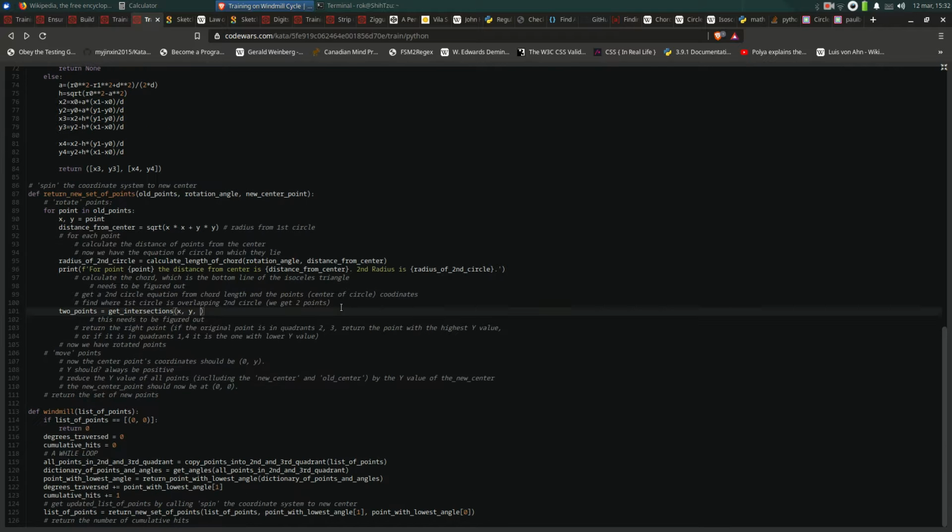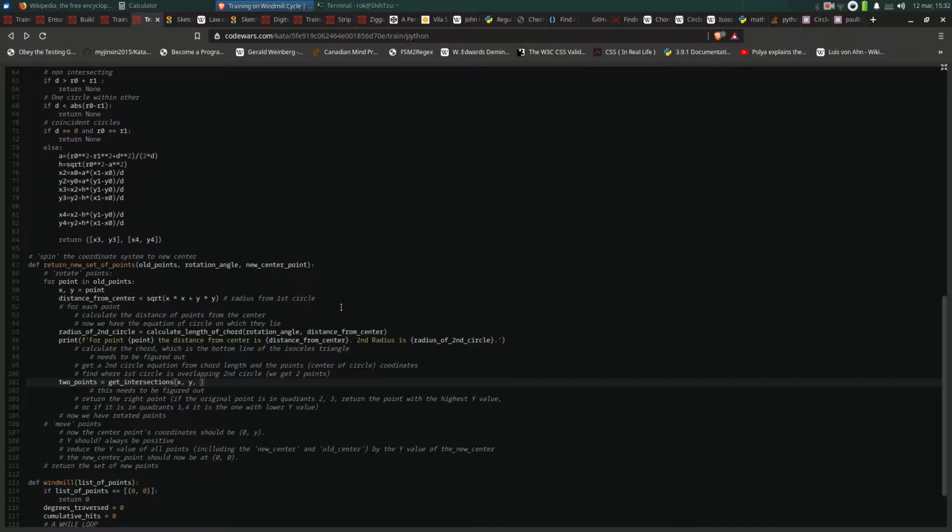radius, which is distance from center. Distance from center, and then the radius of second circle. Oh, new center point, old points, new center, fuck.